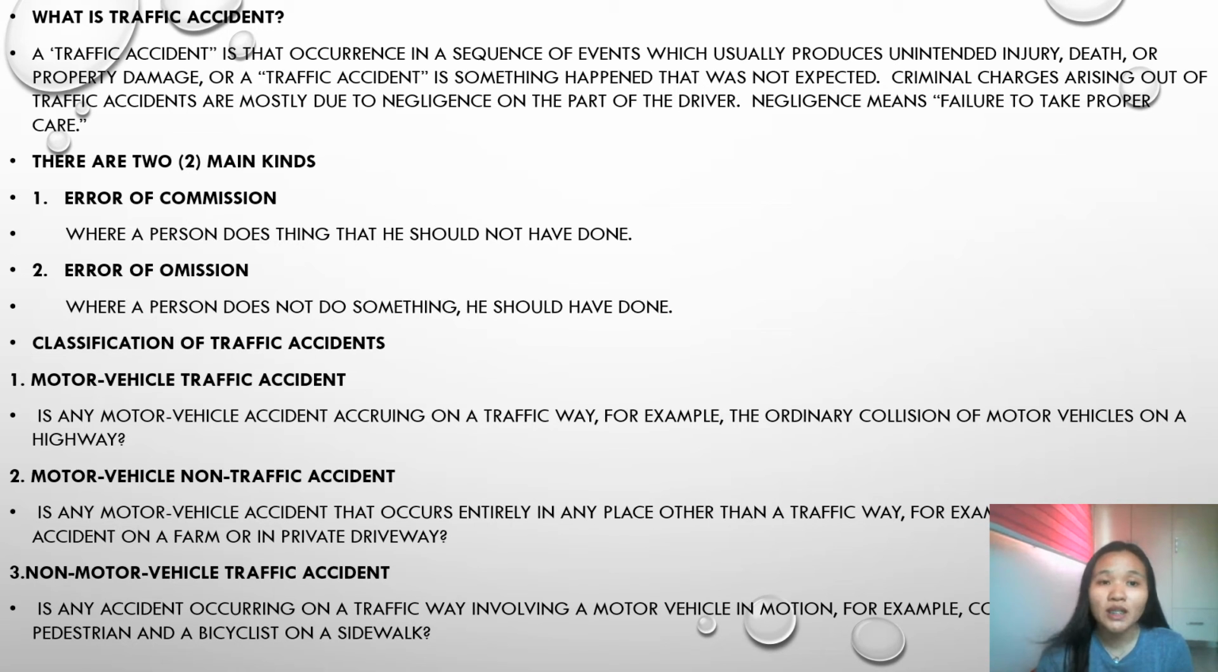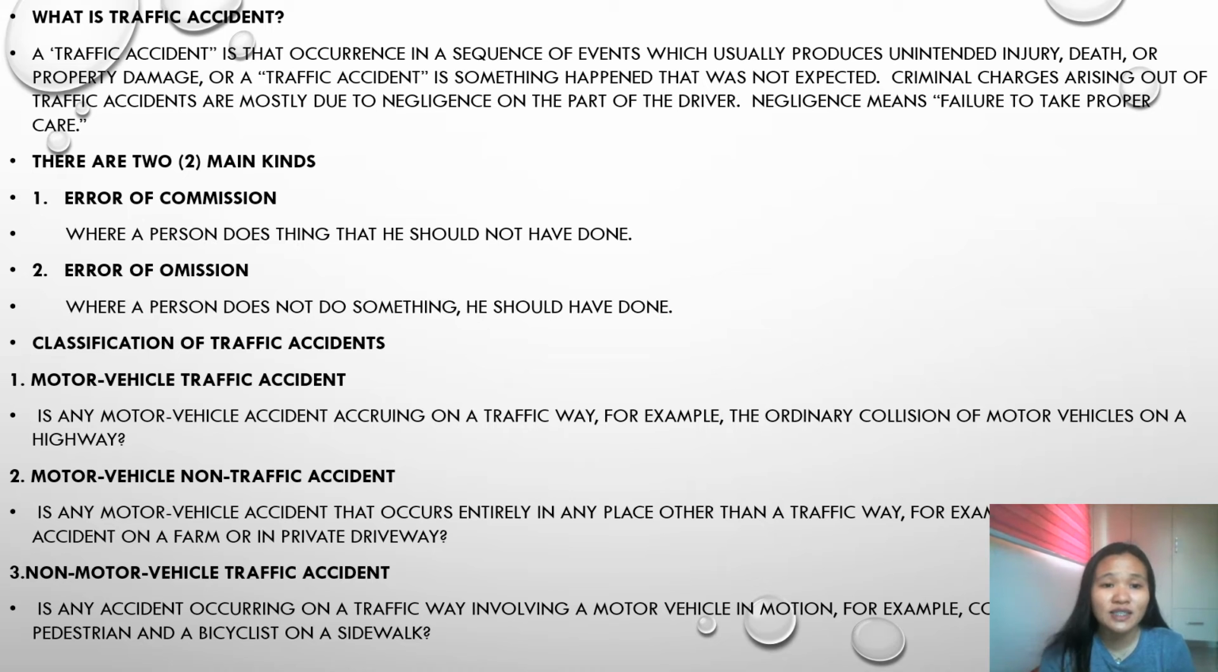There are two main kinds, error of commission and error of omission. Sa commission, where a person does what he should not have done. Sa omission naman, where a person does not do something he should have done. So, yan yung pagkakaiba nila. Doon sa commission, okay, ginawa niya yung thing na yon na dapat naman na hindi niya gawin. Dito naman sa omission, yung tao na yon walang ginawa. Sabi nga, person does not do something. Pero, kailangan niyang gawin.